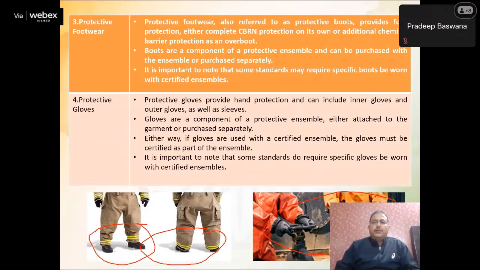Either way, if gloves are used with a certified ensemble, the gloves must be certified as a part of the ensemble. And it is again important to note that some standards do require specific gloves to be worn with certified ensembles. Depending upon this, for example, if there are blister agents or a solvent type of material, then it is very much required that we focus upon this particular part only.